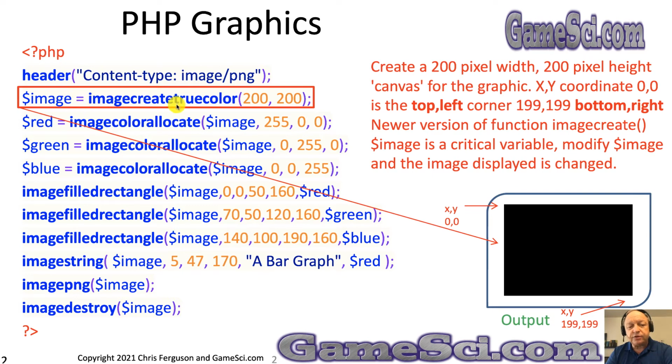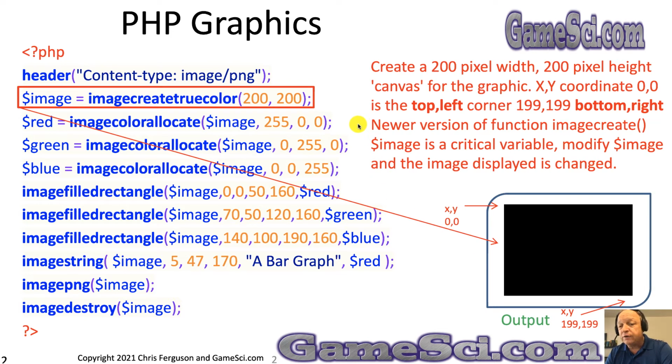$image equals image create true color, parentheses 200, 200. Create a 200 pixel width, 200 pixel height canvas for our graphic. The XY coordinate 0,0 is the top left corner of the image. The XY coordinate 199, 199 is the bottom right corner of the image. Top left is 0,0. Bottom right of a 200 by 200 image is 199, 199.